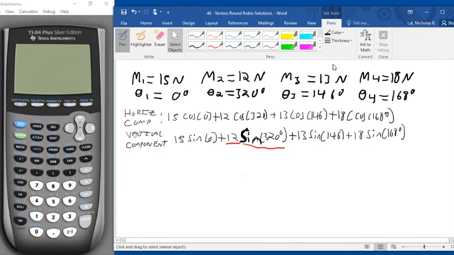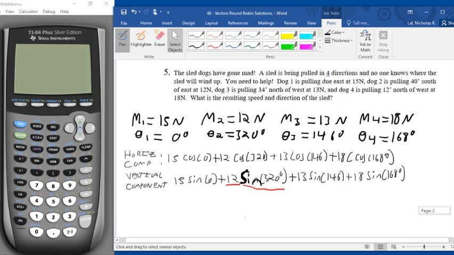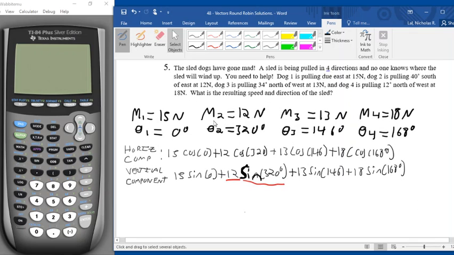Hello pre-calc students, doing a quick correction to problem number 5. I've already written out the magnitude and the direction, so I've already figured out the first dog due east is at 0 degrees and has a force of 15 newtons. The second dog has a force of 12 newtons and 40 degrees south of east.